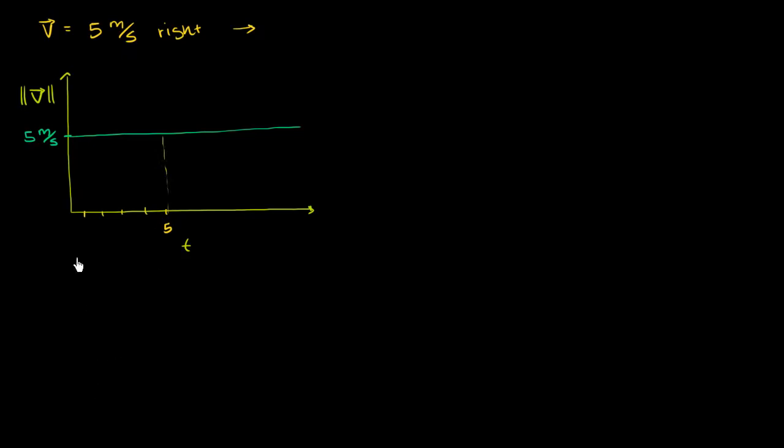Well, we could think about it two ways. One, we know that velocity is equal to displacement over change in time. And displacement is just change in position. So this is change in position over change in time. Or another way to think about it, if you multiply both sides by change in time, you get velocity times change in time is equal to displacement.